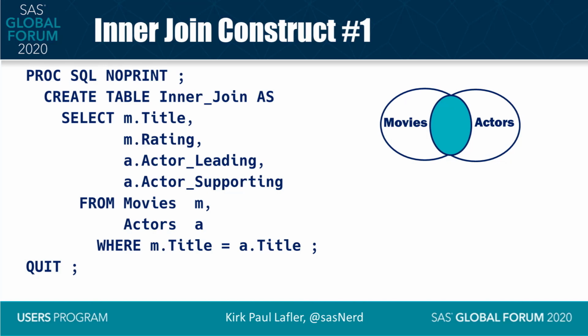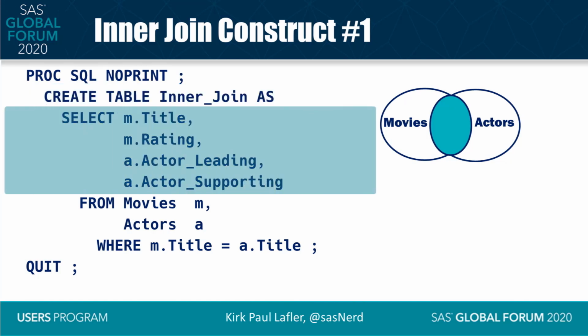In this case, we have PROC SQL noprint. Our purpose is to create a table. The table name is going to be called inner join. Since it's a single name, it is going to be a temporary table. So it's going to be called work.innerJoin. And it's going to consist of the select query. Title from movies, rating from movies, actor leading from the actors table, and actor supporting from the actors table.